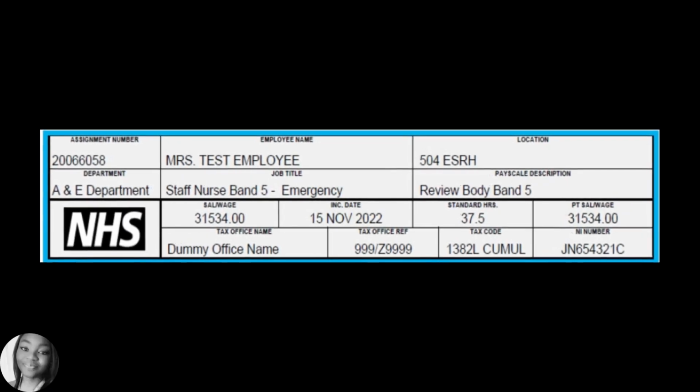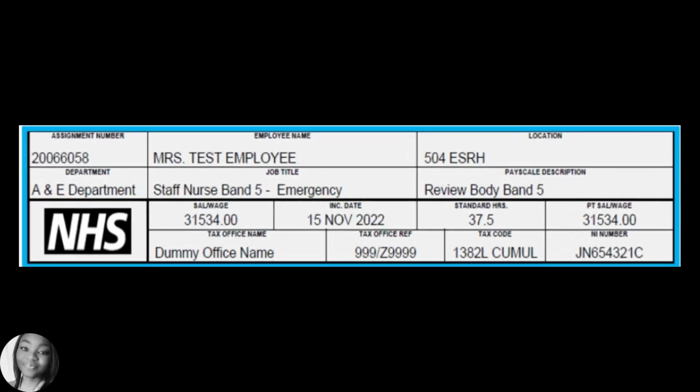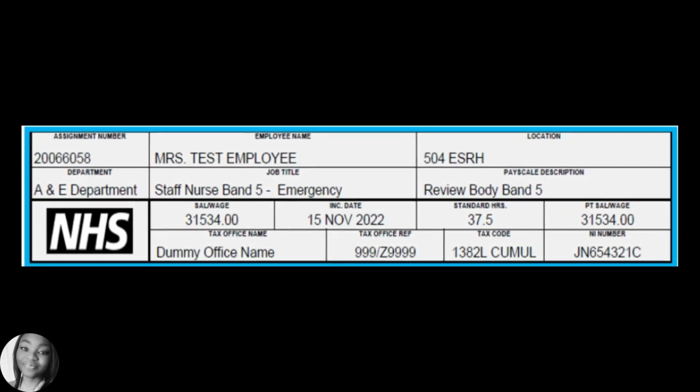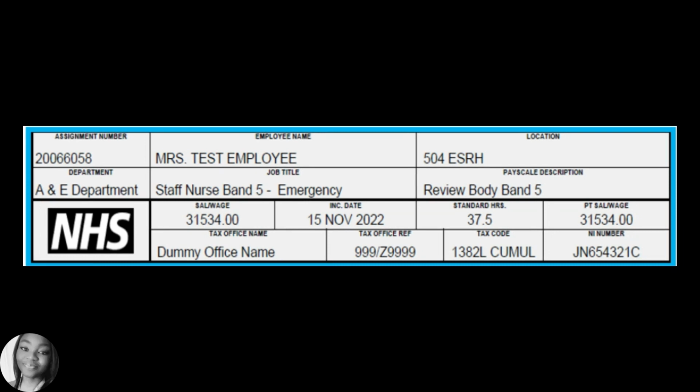At the topmost section of your payslip, you find the following information. The first is an assignment number. So that is a number that is peculiar to you, and this should be quoted in all correspondence and will be suffixed with 1 or 2 if you have more than one post. The next is employee name, which should be your full name. Next is your location, that's where exactly you're working. Next is the department, which is the specific department you are working in the facility. Your job title as well.